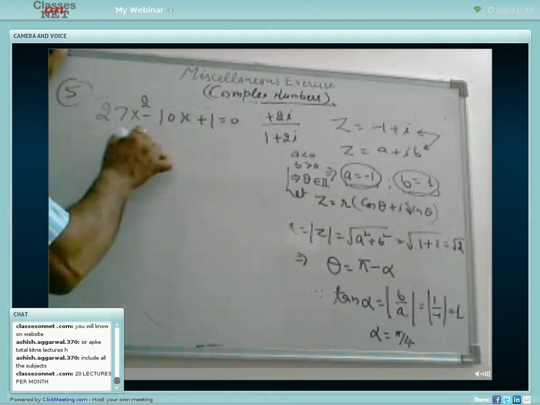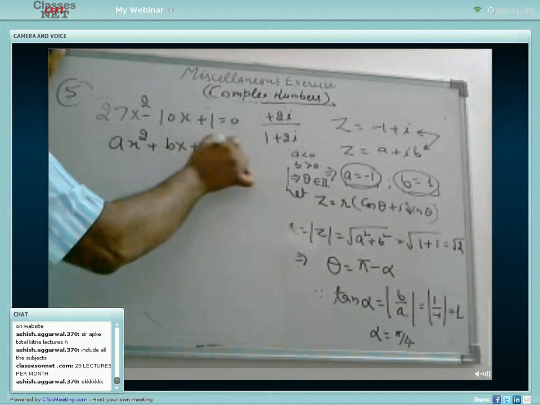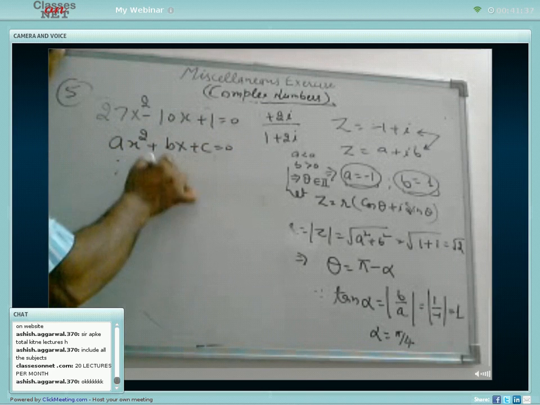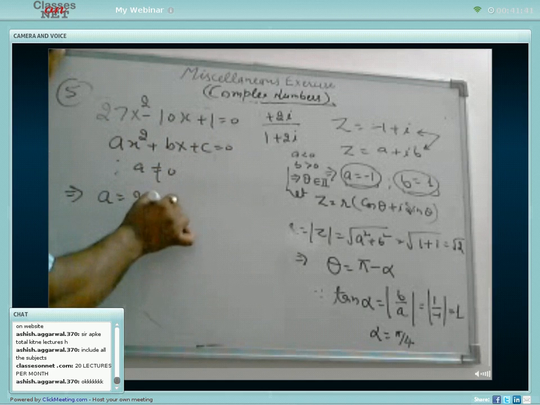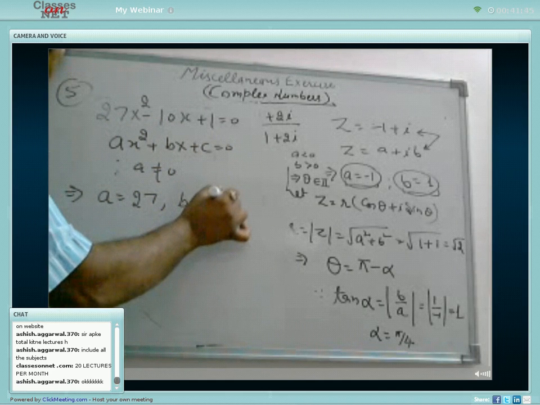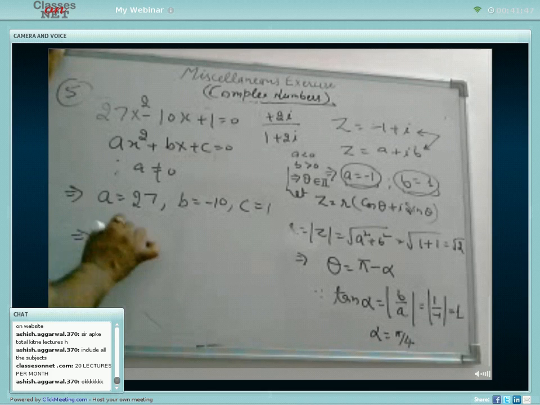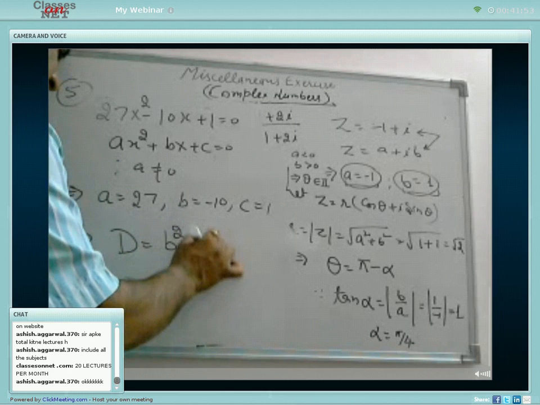Let us equate this with the equation ax square plus bx plus c equal to 0, where a is not equal to 0. So we get, what is the value of a there? 27. What is the value of b there? Minus 10. And c is equal to 1. I would suggest firstly find the value of d. We know this d is equal to b square minus 4ac.